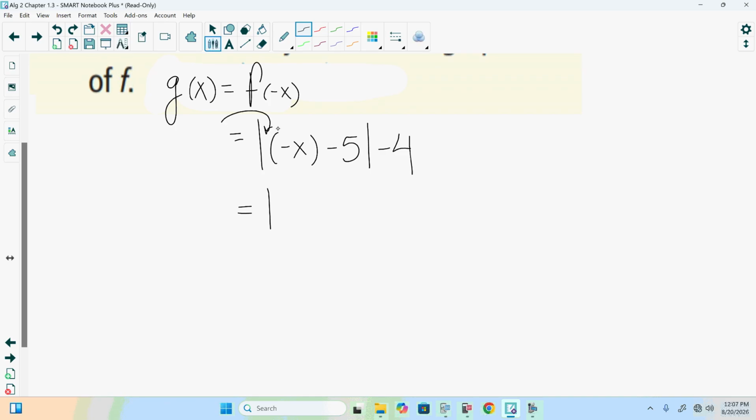Now we need to simplify, and since there's nothing in front of the parentheses besides the absolute value bar with our negative x, it's just going to be negative x. That tells us we have the absolute value of negative x minus 5, minus 4.